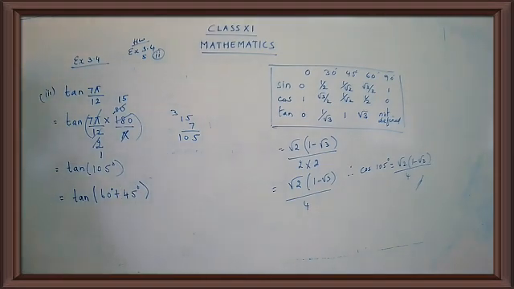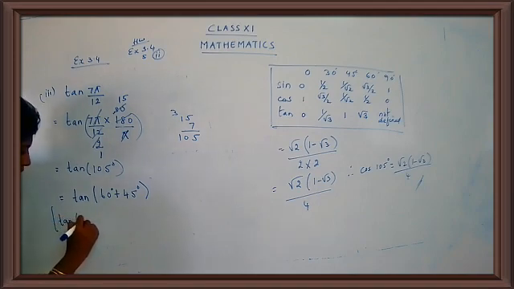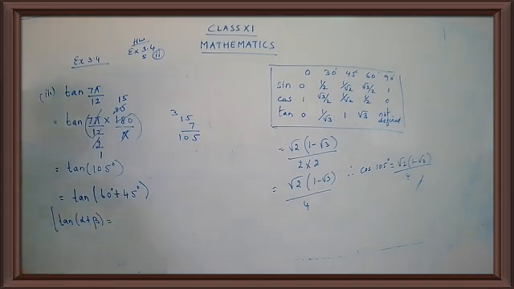Now for this, which identity are we going to use? Yes, tan of alpha plus beta. So write down the identity here, tan of alpha plus beta. Write down the formula, children. Write down the identity for tan of alpha plus beta. Come on, do it.